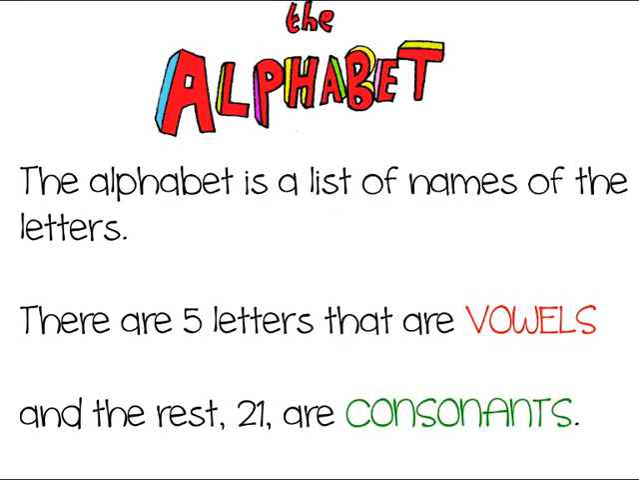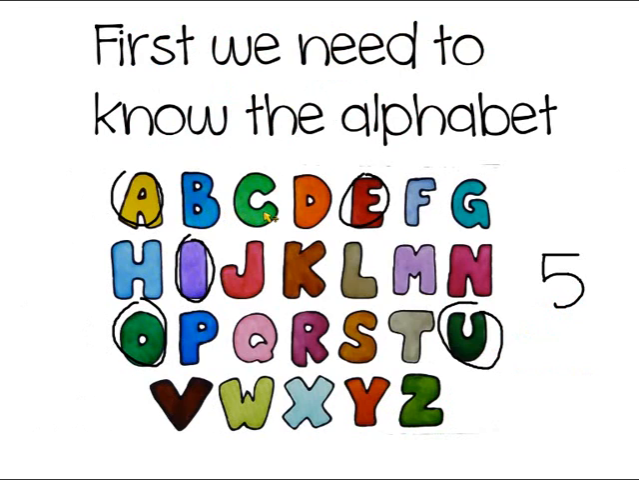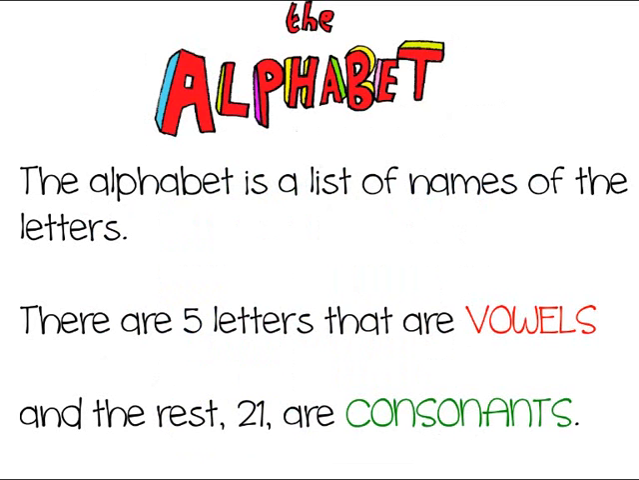And the rest of the letters in the alphabet are called consonants. Consonants. Yes, the other letters here are the B, the C, the D, the F, G, H, J, K, L, M, N, P, Q, R, S, T, V, W, X, Y, and Z. Yes, consonants. 5 vowels and 21 consonants. Good.